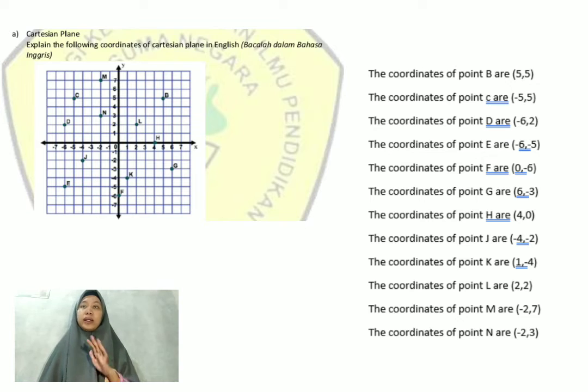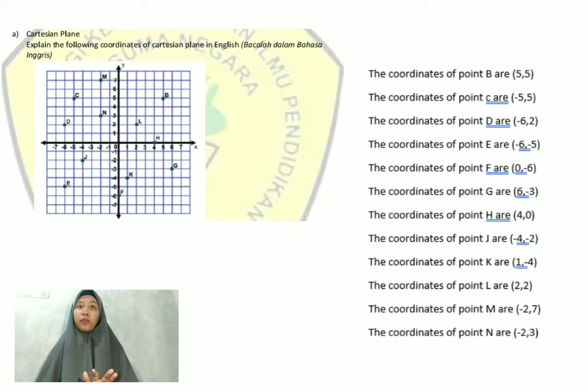On this video, we will answer the question and find the solution. Question number 1. Explain the following coordinates of Cartesian plane in English. The coordinates of point B are 5, 5. The coordinates of point C are minus 5, 5.